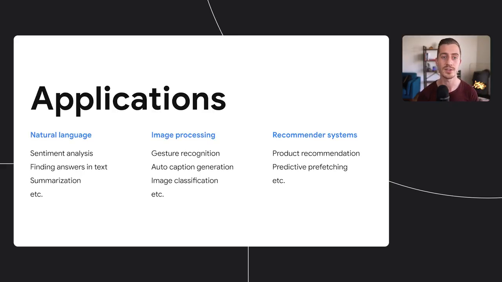There are many applications of machine learning in web development, varying from natural language processing, image processing, recommender systems, and so on and so forth. In this example, we looked at one sample use case. Now David will share a sample case study on how we can improve the performance and user experience in e-commerce by using predictive prefetching.